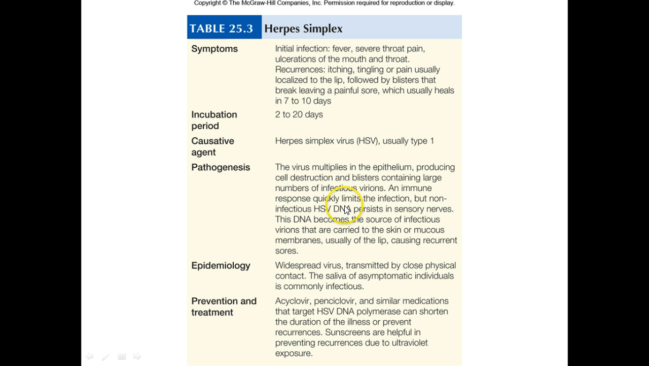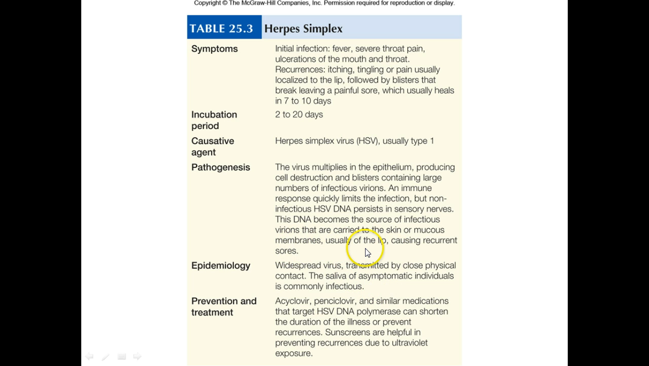So an immune response quickly limits the infection, but non-infectious DNA persists in the sensory nerves, right? So just like with chickenpox, right? There's another herpes type virus. It hides in those sensory nerves, so it can re-erupt at any time whenever the immune system isn't keeping a watchful eye on it, right? And then you get the cold sore again. It's of course most commonly transmitted when there's a sore, right? But it can be transmitted at any time, and that's why it's quite prevalent.